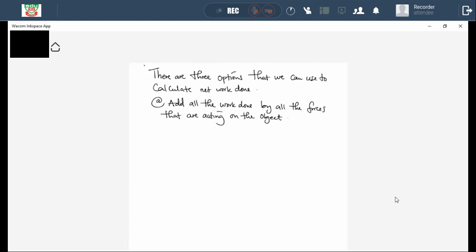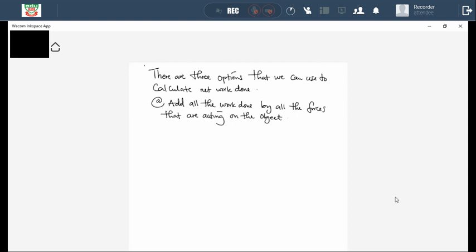So suppose we have got an object that is being pulled to the right by force applied, experiencing friction. To get our net work done, we calculate work done by force applied, we calculate work done by friction, we calculate work done by Fg, we calculate work done by normal force. Then we add all these work done, and that gives us our net work done. So in other words, in science, net means summation.